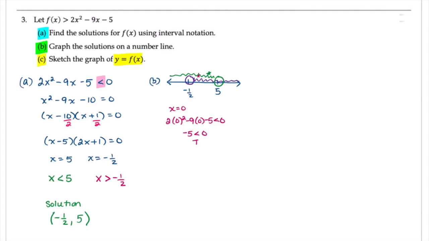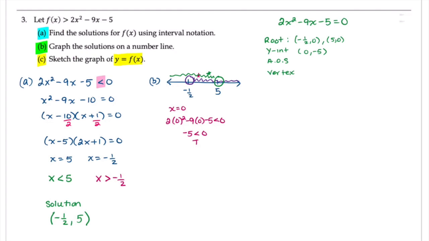Part C wants us to sketch the graph of y equals f of x, which means that I am changing that function from an inequality to a regular parabola, an equal to. So in order for us to graph that, we will need the key features. Roots we already have. We have it at -1/2, 0, and 5, 0. The y-intercept's easy to find, 0, -5.